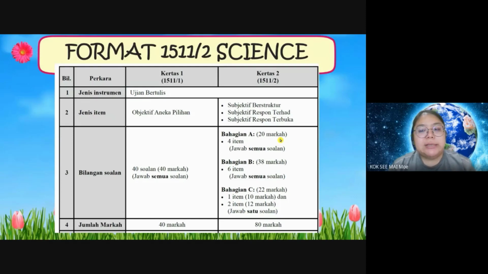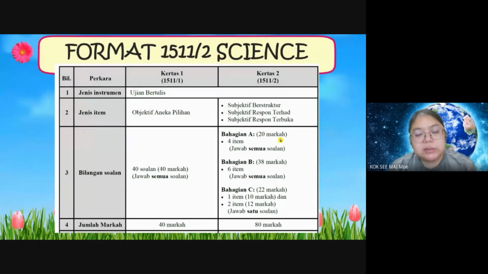Okay, Section B is 38 marks, 6 items. These 6 items are structured questions. Maybe they show a skeleton. Then they ask you to label, what is the name of this part. Then maybe they ask you about relationships. They show you some diagrams. They ask you to compare. This is the question type for Section B. You also need to answer all. Later we discuss the structured questions when you come back to school.